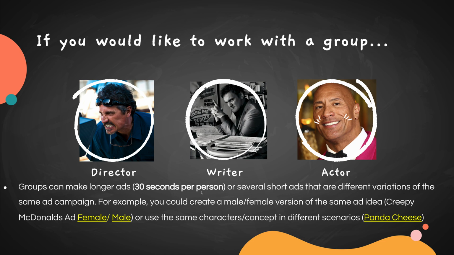For example, you could do a male and female version if you're working with a partner, similar to this creepy adult McDonald's ad from Japan, or Panda Cheese, the greatest ad campaign of all time. Another approach is, in the event that one of you really fancies yourself to be a strong writer or director or actor, you could split up the roles and execute the same roles with three different films if you're so inclined.